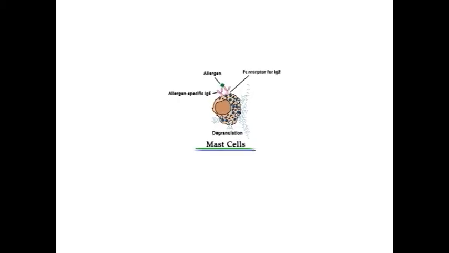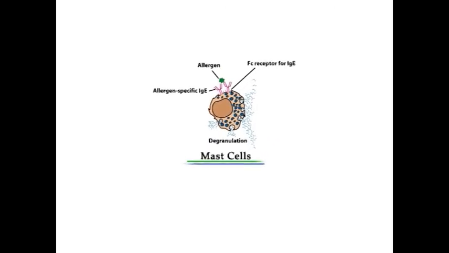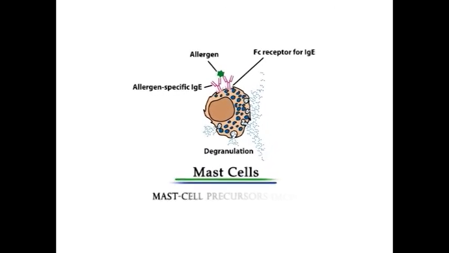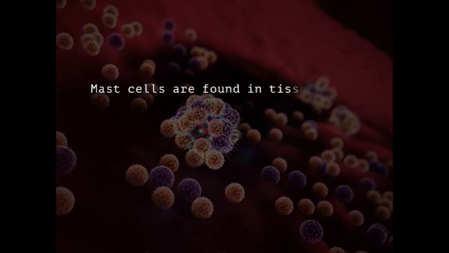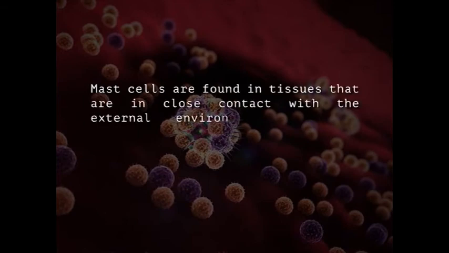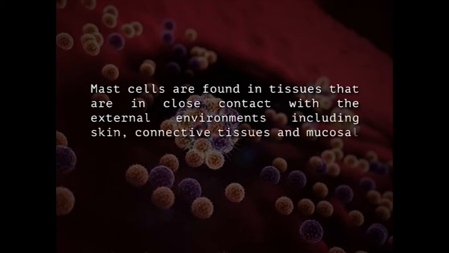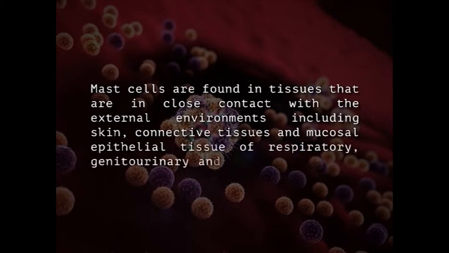Mast cells. Mast cells are formed in the bone marrow by hematopoiesis as mast cell precursors or MCPs. MCPs are released into the blood as undifferentiated cells and start differentiating after entering the tissues. Mast cells are found in tissues that are in close contact with extracellular environments, including skin, connective tissues, and mucosal epithelial tissue of the respiratory, genitourinary, and digestive tracts.